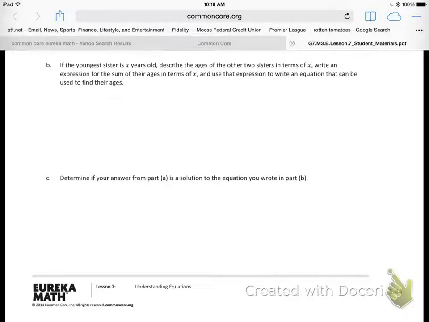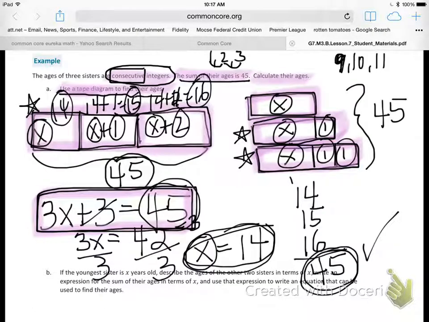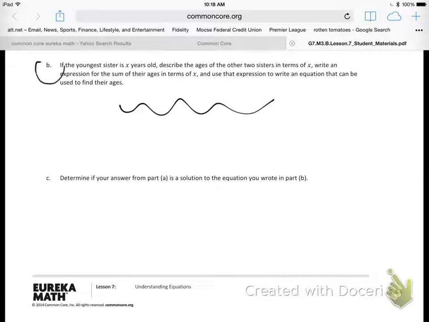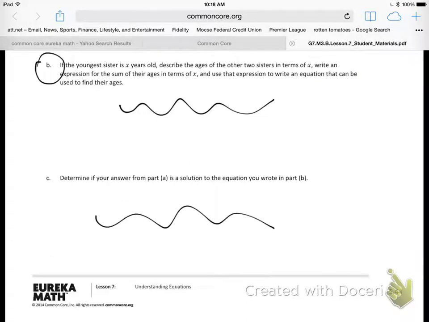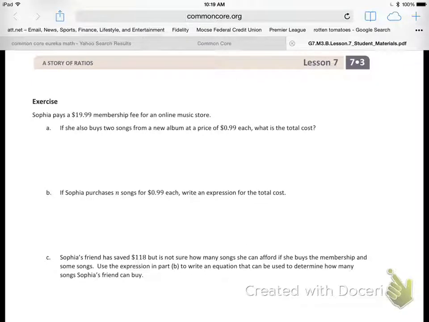Okay, so once again, like the previous problem, we've pretty much already done this all together over here. We've gone through just about everything that these questions are asking us. And we've actually determined that it was a solution to that problem. So now let's go ahead and move on to the exercise here.